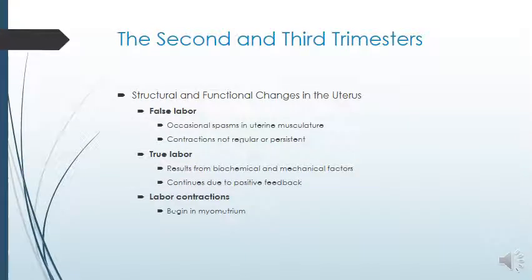In looking at the structural and functional changes in the uterus during this time period, the term false labor refers to occasional spasms in the uterine musculature, and contractions are not regular or persistent. True labor results from biochemical and mechanical factors and continues due to positive feedback. And the labor contractions themselves begin in the myometrium, the muscular layer of the uterus.